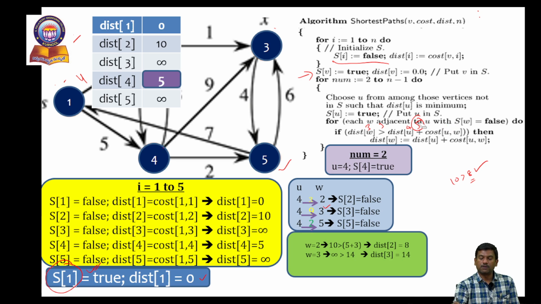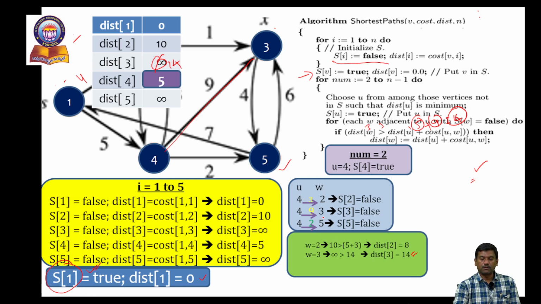So here we have distance of u equal to 5 plus cost of u comma w, cost of 4 to 3, that is equal to 9. So 5 plus 9 will be equal to 14. The same thing is being represented here. So is infinity greater than 14? In this case, distance of 3 is being updated. Previously it was infinity, now it is updated to be equal to 14. That is how the value of w is being taken into consideration.